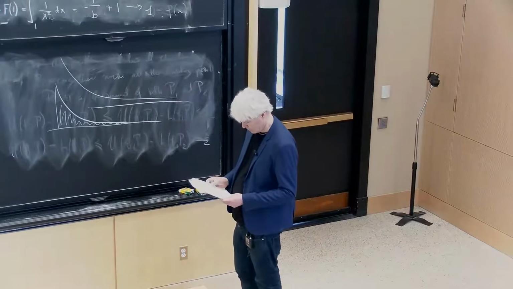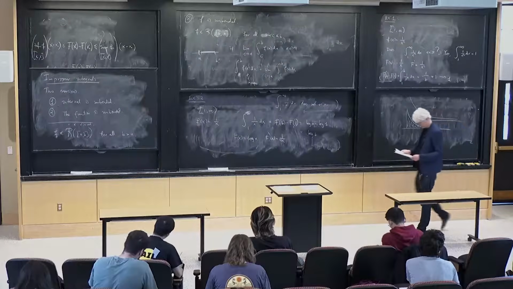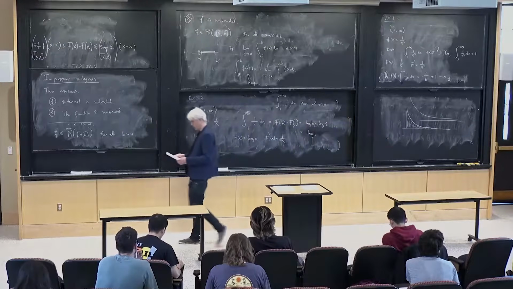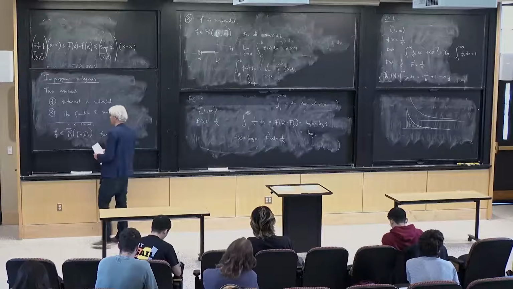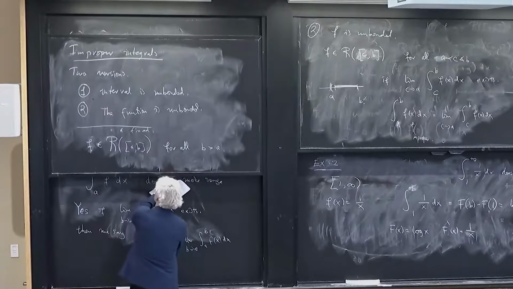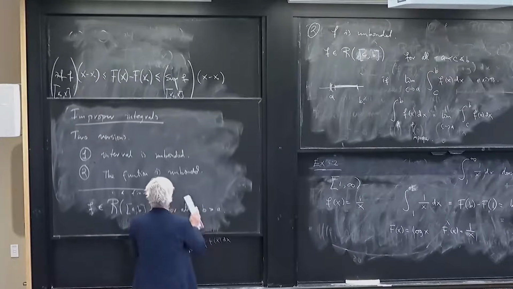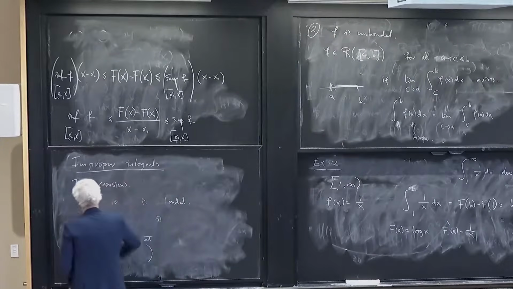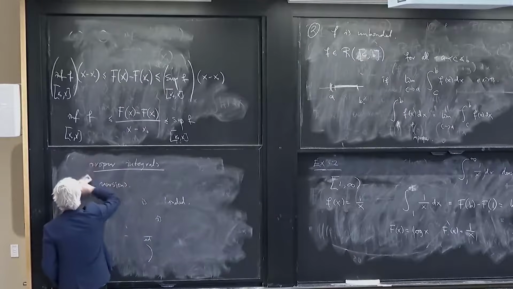It does not go to 0 fast enough. Okay. So that's examples of where the interval is unbounded. Suppose that we look at examples where instead of the interval being unbounded, the function is unbounded. So let's look at some examples of that.